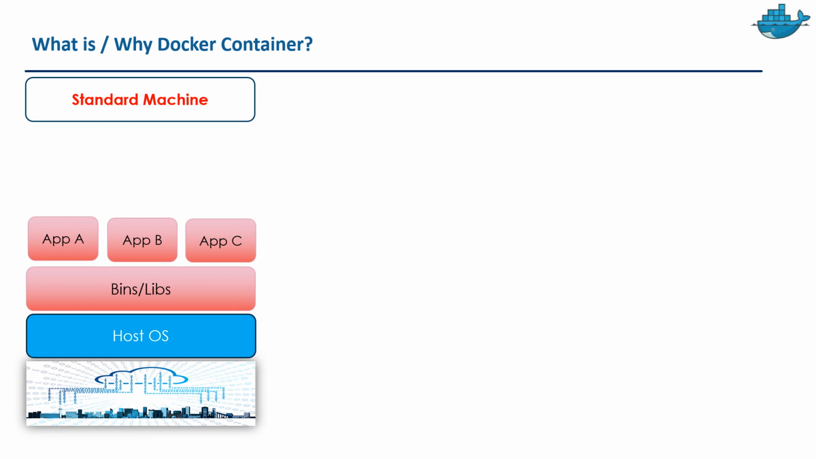Just understand that binaries and libraries are needed for application A, application B, and application C, but there is a possibility that they will not be the same for all three applications. So this is what we can consider a standard machine. We'll talk more once we see the next one.